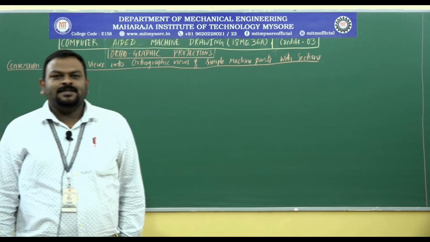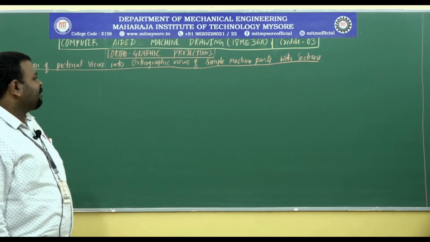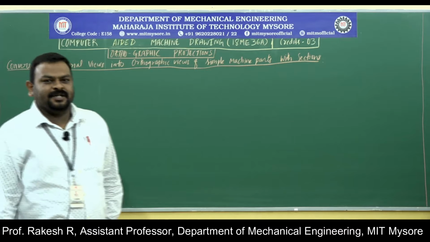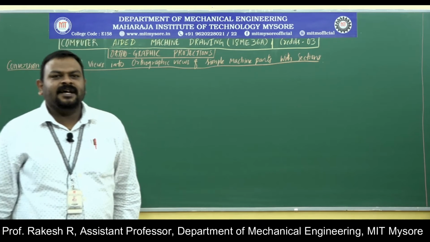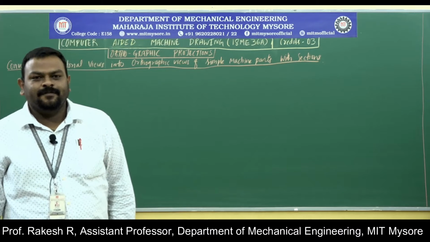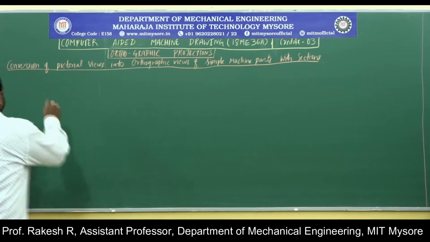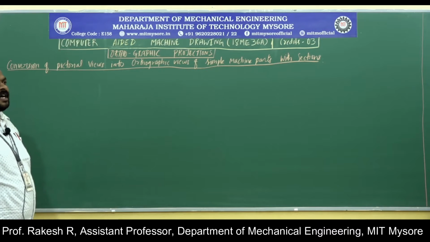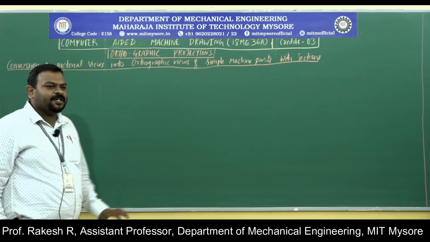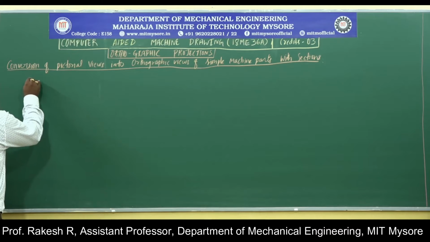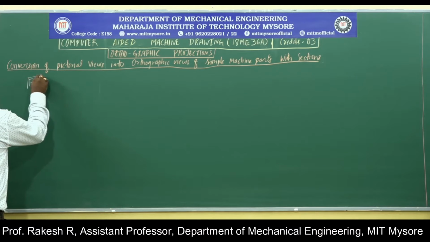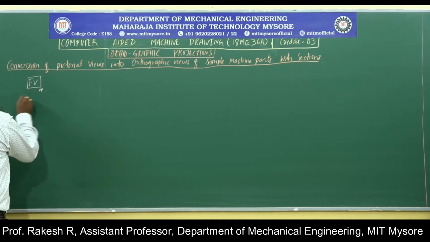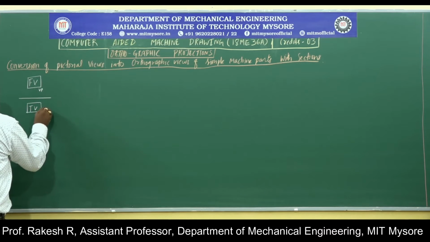In the previous class, we discussed orthographic projections without sections. So let us recall the conventions of orthographic projections. Here we are using first angle of projection. The conventions of first angle of projection are like this. Front view you will be writing in the vertical plane. Top view you will be writing in the horizontal plane.